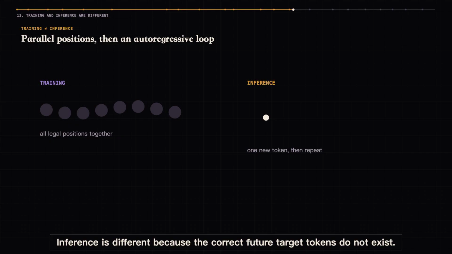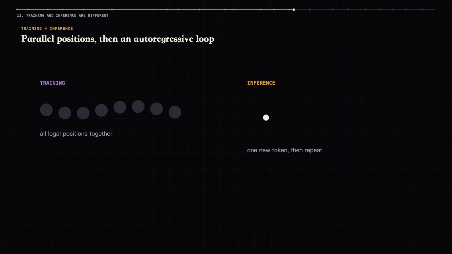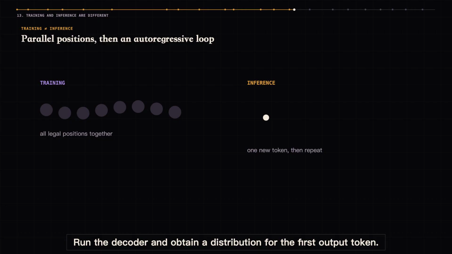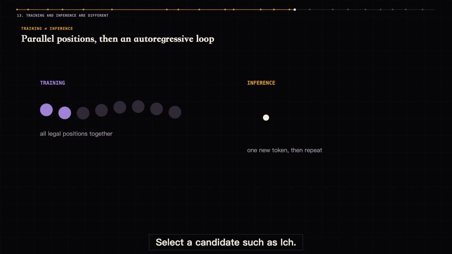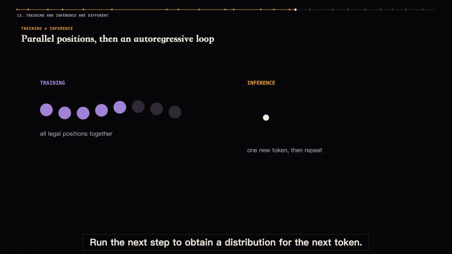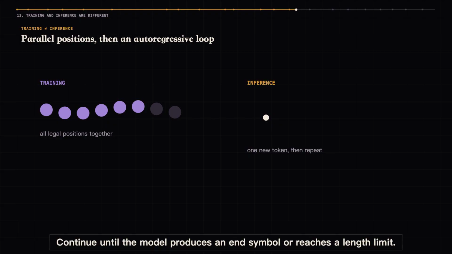Inference is different because the correct future target tokens do not exist. Begin with a start symbol. Run the decoder and obtain a distribution for the first output token. Select a candidate such as IC. Append it to the decoder prefix. Run the next step to obtain a distribution for the next token. Continue until the model produces an end symbol or reaches a length limit.